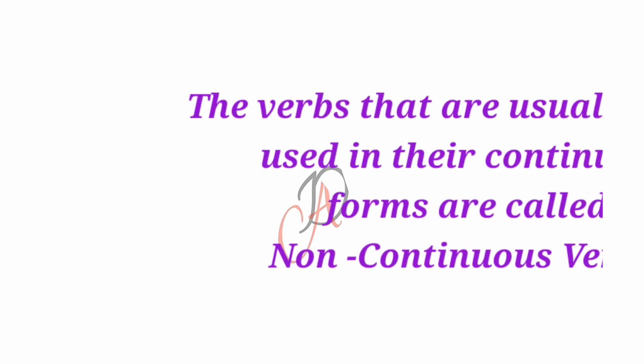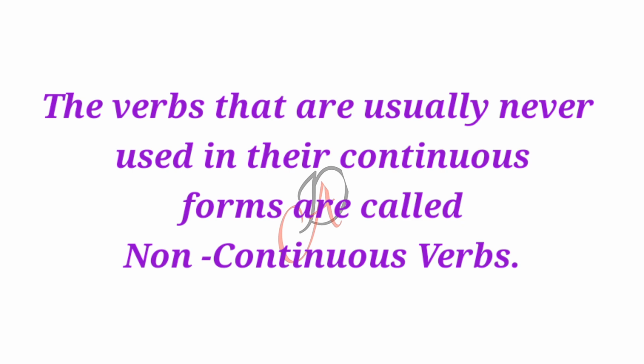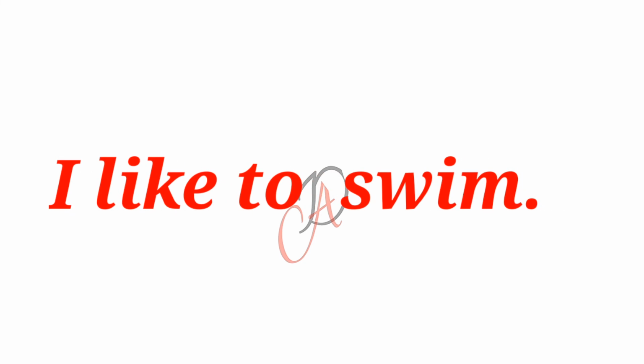Okay, the next type of verb is non-continuous verb. The verbs that are usually never used in their continuous forms are called non-continuous verbs. For example, I like to swim. Here, like is a verb in the given example, and we cannot use this word in a continuous form like I am liking to swim. Hence, like is a non-continuous verb.